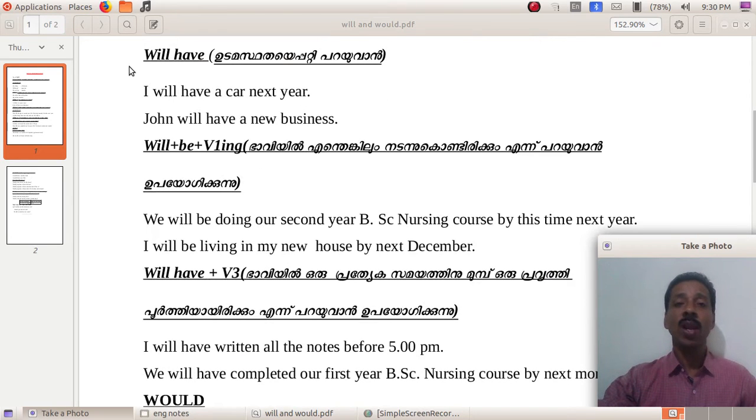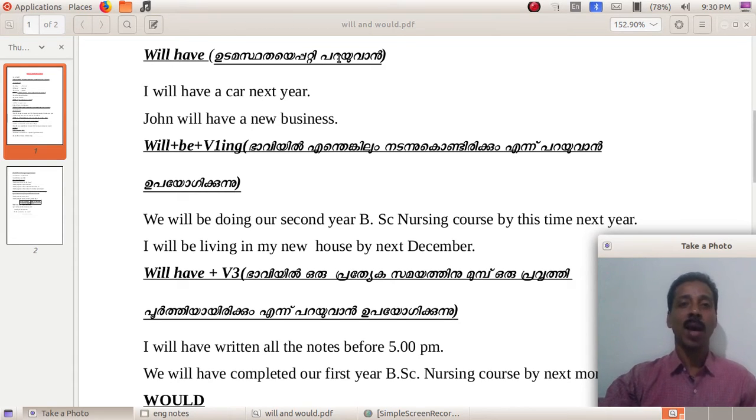The next one is will have. Will plus have. It is used to talk about possession. And here you have to especially notice that it is also about future. Otherwise, what do we use to talk about possession?